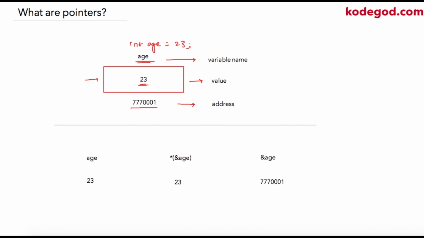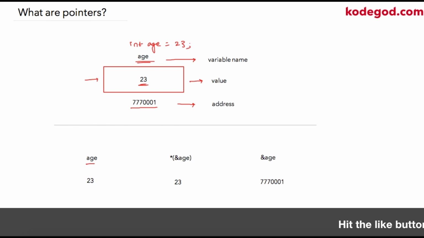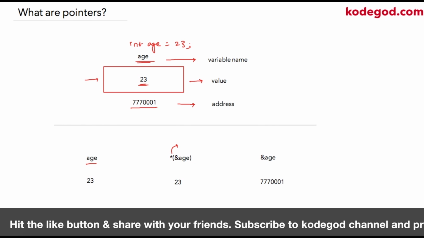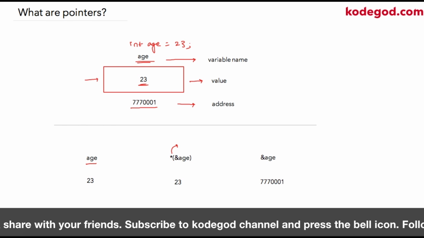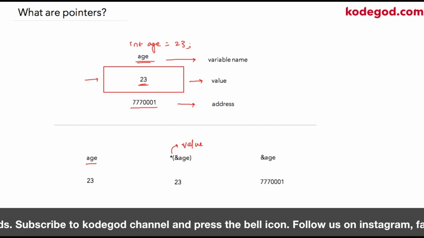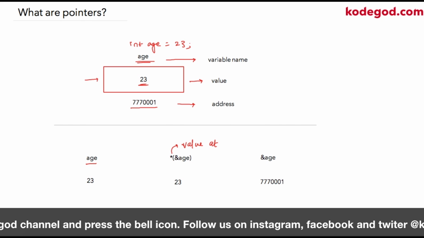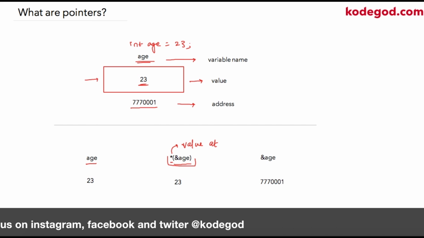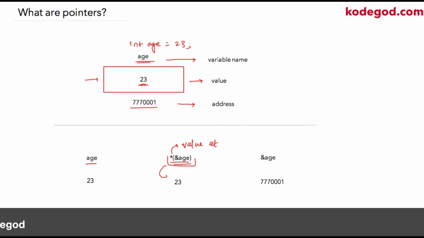So let us see how these can be denoted in C language. We can simply use age to fetch the value stored in that variable. In C, the star is used as the indirection operator. To easily understand the use of pointers, you can replace it with "value at" and then read the subsequent part. So this whole thing can be read as value at address of age. Okay, so this will signify 23.